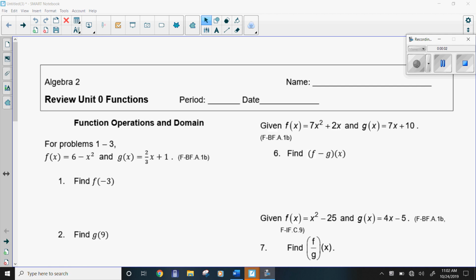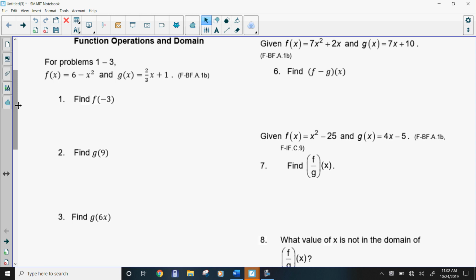Okay, review 0. Here we go. So a lot of this is going to be done in the calculator. You'll probably just have to plug it in yourself. So when it says f of -3, that means that we have to use the f problem.